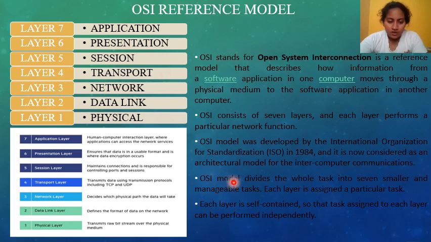The OSI model divides the whole task into 7 smaller and manageable tasks. Each layer is assigned a particular task, which will be taken up by that layer, and it will accordingly perform its own task.